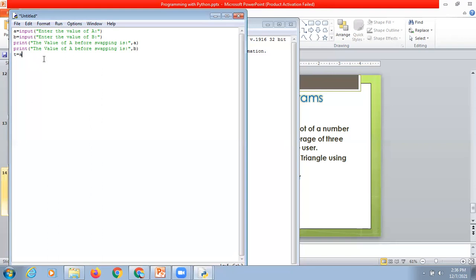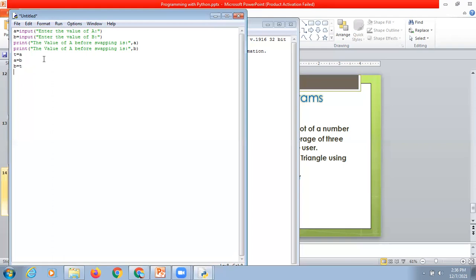Now T equals to A. T equals to A means whatever the value we have in A, it will get shifted into T. It will get stored into T. Now A is what? A is nothing. There is no value inside A. Now we can write A equals to B. Now the value which is in B has to be shifted to A because A is not holding anything. Now B is again blank. So we can write B equals to T, right? Because B is not holding any value now, and the value of A we have already temporarily shifted to T. So we can write B equals to T.